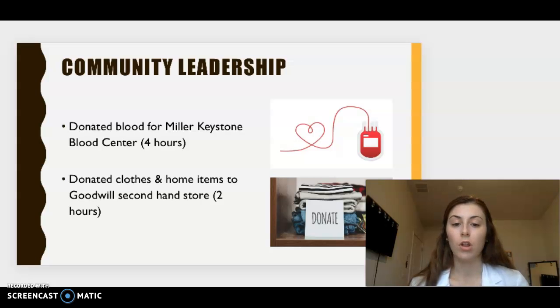And then I donated clothes and home items to Goodwill, just clothes that don't fit anymore and some home and kitchen stuff that my mom didn't need. So this category completed objectives 1, 2, 3, 5, 6, and 7.